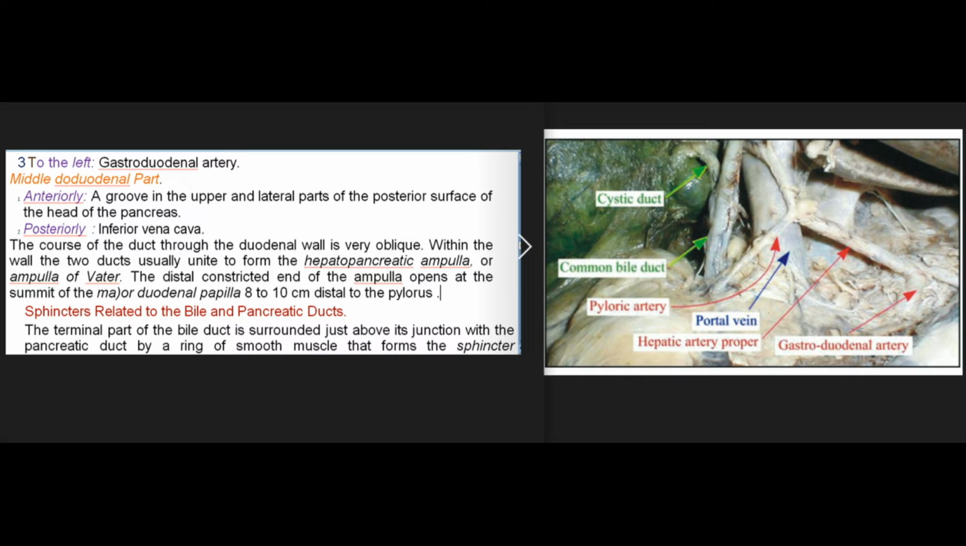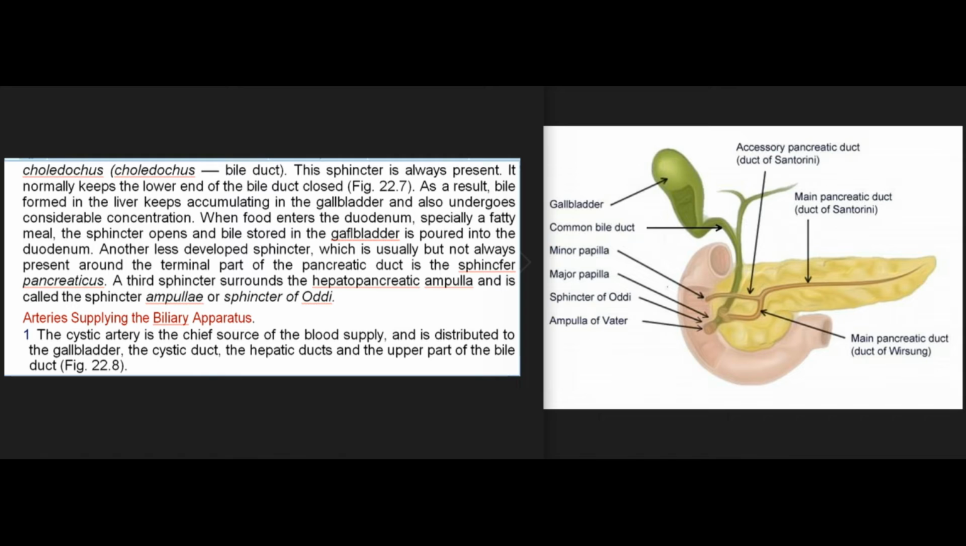Sphincters related to the bile and pancreatic ducts. The terminal part of the bile duct is surrounded, just above its junction with the pancreatic duct, by a ring of smooth muscle that forms the sphincter choledochus, or bile duct sphincter. This sphincter is always present. It normally keeps the lower end of the bile duct closed, Fig 22.7. As a result, bile formed in the liver keeps accumulating in the gallbladder and also undergoes considerable concentration.